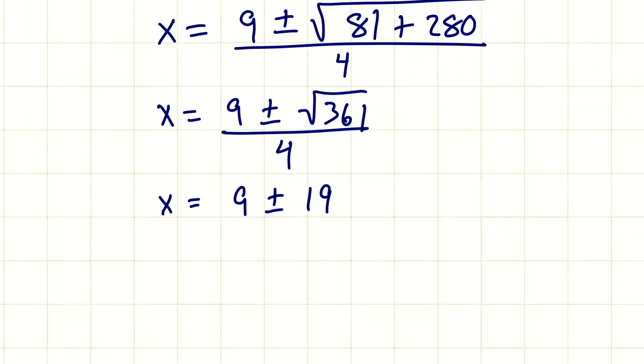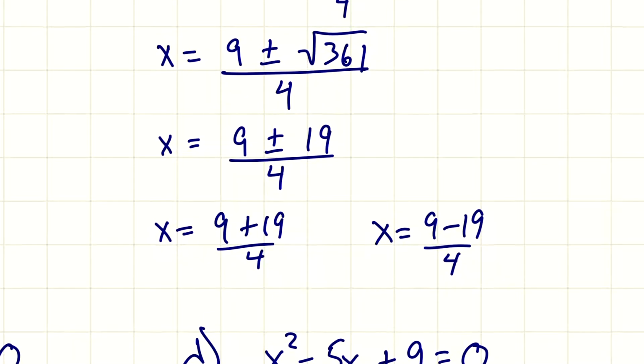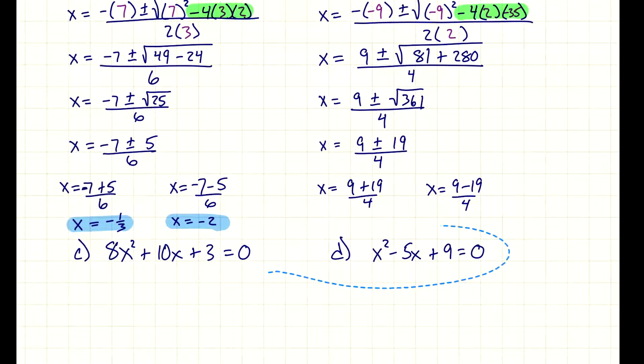All right, so always take the square root of that number just to see if it's a perfect square. If you get a decimal, then that means it's not. So leave it in radical form. All right, there's our two answers. We're going to have a 9 plus 19 over 4 and 9 minus 19 over 4, which, let's see if I could squeeze this in. Let me move these.